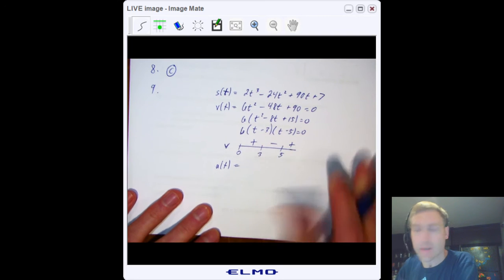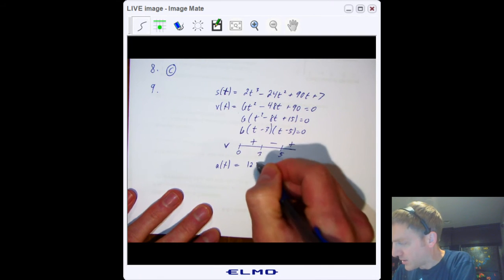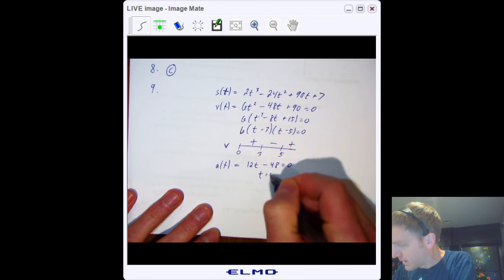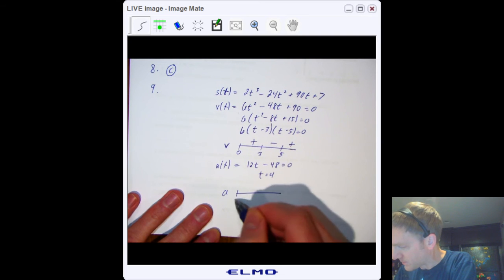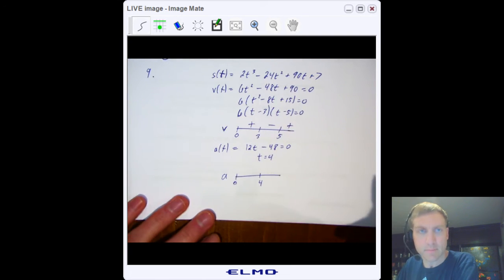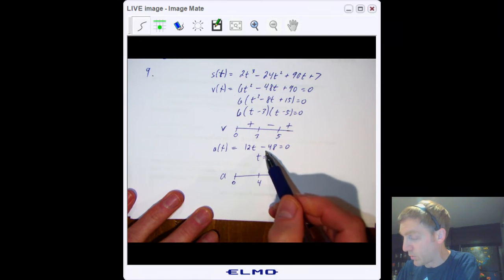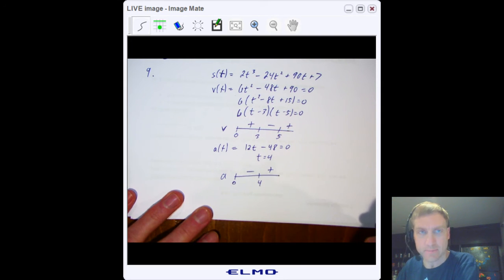Now, do the same for acceleration. Go back and find the derivative of velocity, because that's acceleration: 12t minus 48, set equal to 0. That's t equals 4. So now I'm going to make a sign chart for acceleration. Again, notice for both of these, I'm starting at 0 because that's what the problem says to do. And this is a line with a y-intercept of -48 and a positive slope, so it goes from negative to positive.